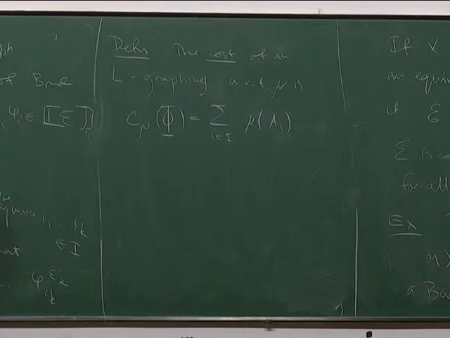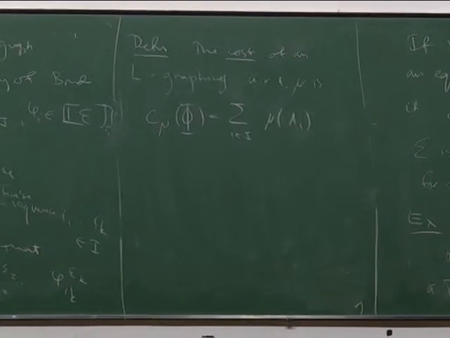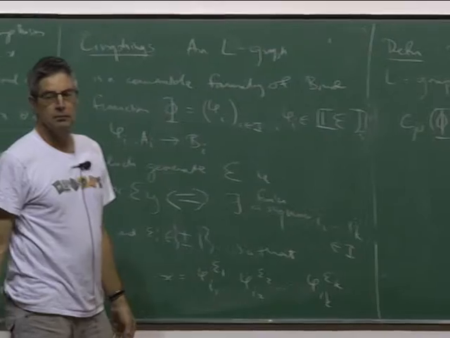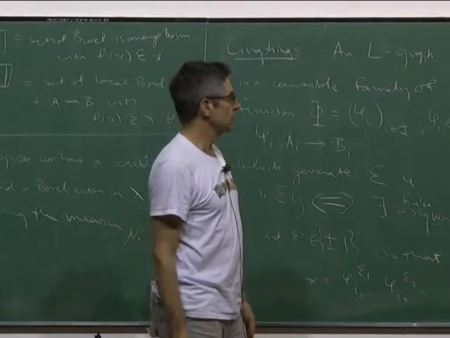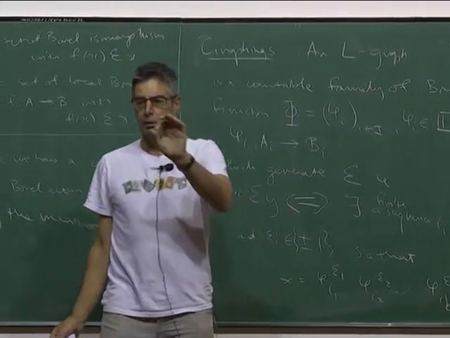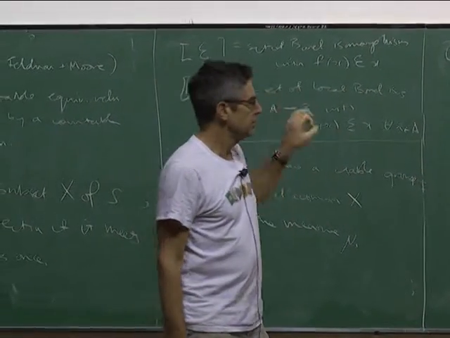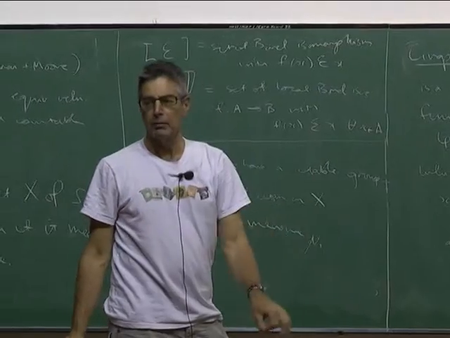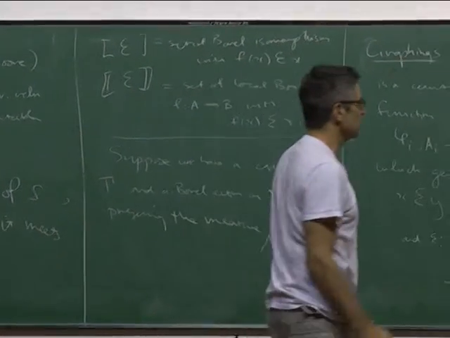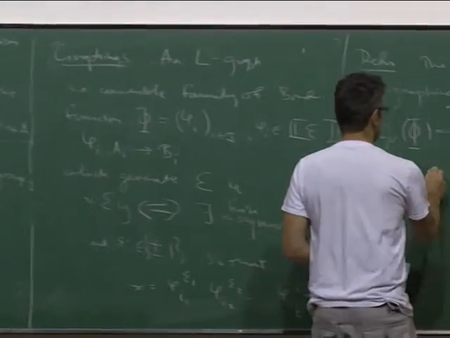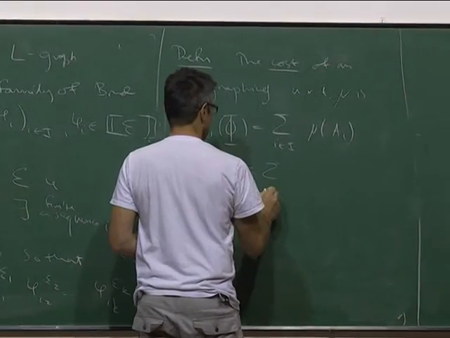So let's add up the measures of the domains AI of these functions. And that's called the cost of the graphing. So I want to make the domains of the functions small so that it's making a little tube around my orbit. How small can I make that tube? That, of course, is the same as measure preserving.